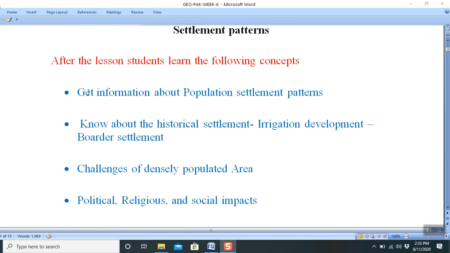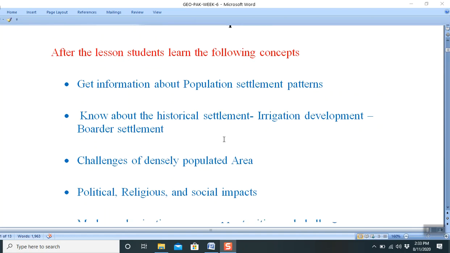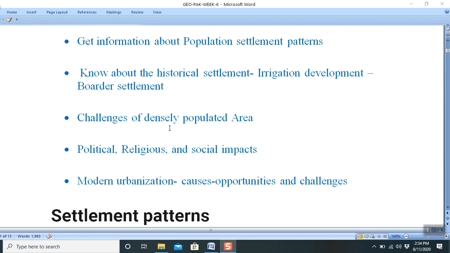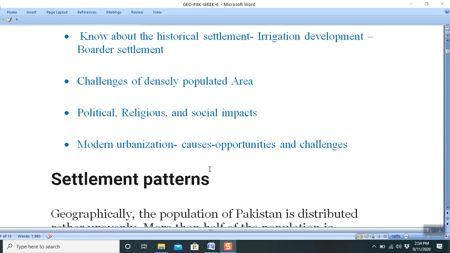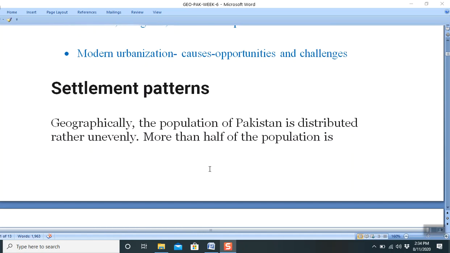Well, these are our points. We'll be able to get information about population settlement patterns, know about historical settlement like invasion, irrigation development, border settlement, the challenge of densely populated areas, the political, religious, and social impact of population density, modern urbanization causes, opportunities, and challenges.